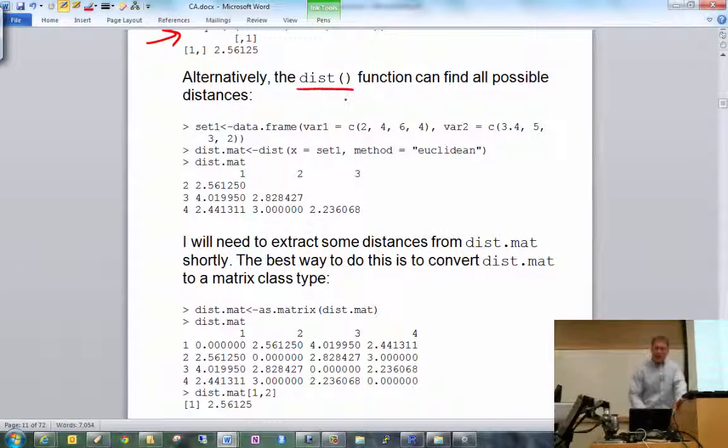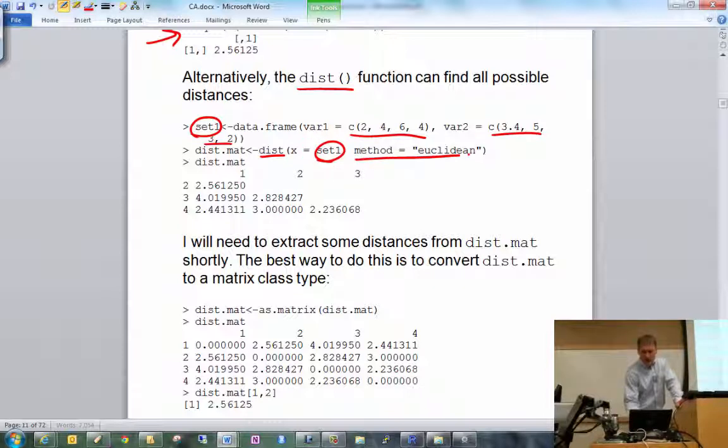The dist function allows me to find all pairwise distances between observations. It's fairly simple how it works. I create an object called set1. I'm going to put in my data, variable 1 and variable 2. And then simply say dist, x equals set1, method equals Euclidean. And so now I have this set of distances. So the distance between observation 1 and 2 is 2.56.